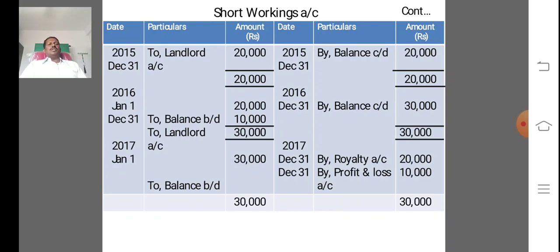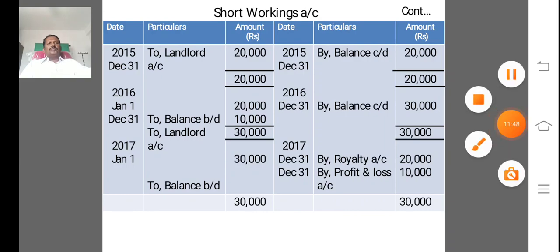Among the 30,000, we recover 20,000 in the name of royalty, and the remaining 10,000 is not recovered. That amount is transferred to P&L account.